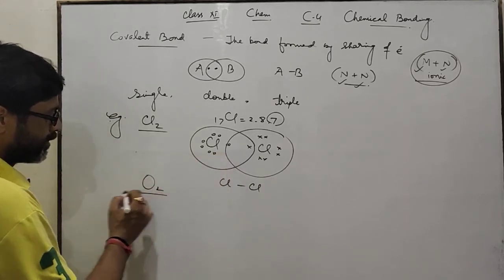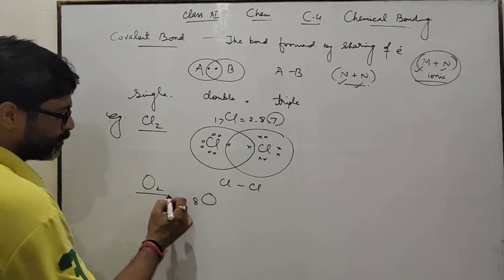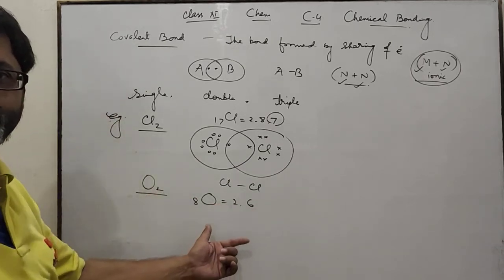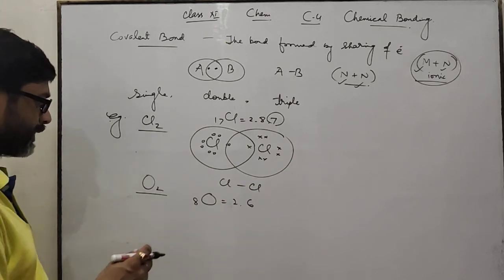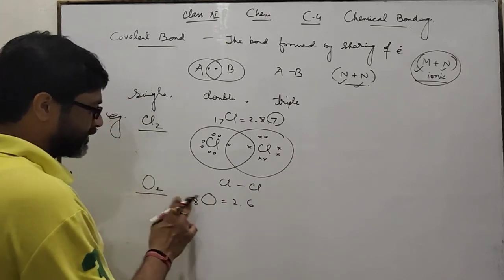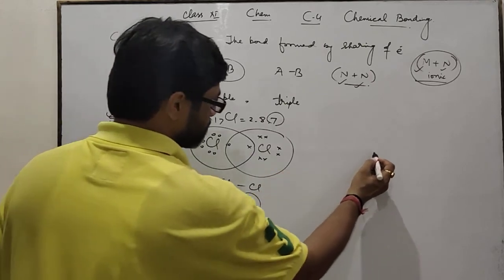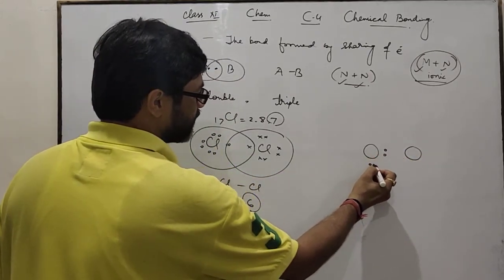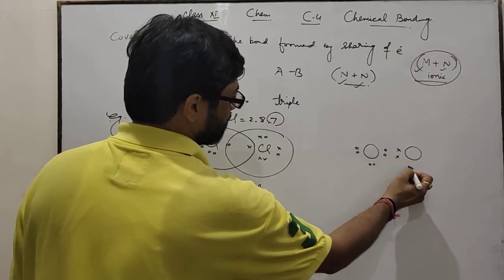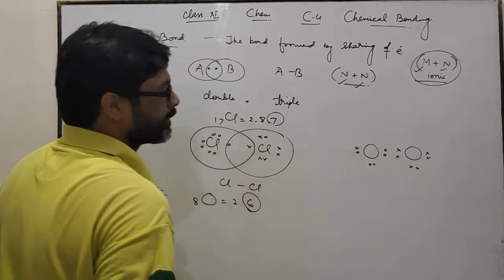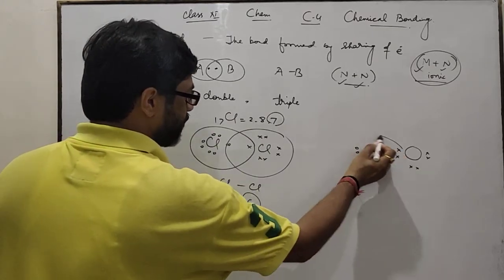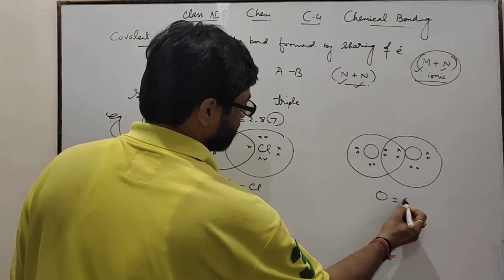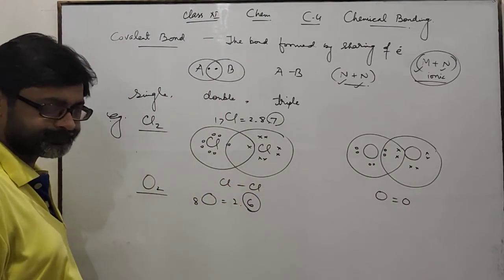Now take one more example of oxygen, O2, dioxygen. The atomic number of oxygen is 8, and the electronic configuration will be 2, 6. Both the oxygen atoms carry 6 valence electrons, O and O. This oxygen contains 6 electrons, this oxygen also contains 6 electrons in the valence shell. They share 2 electrons in this way, and they form an O double bond O.